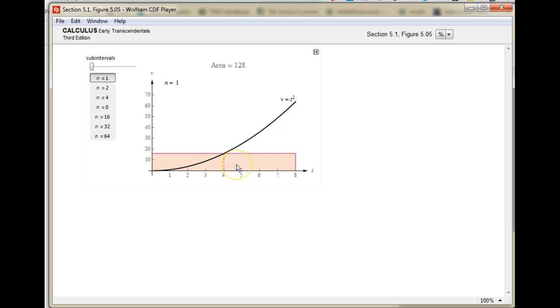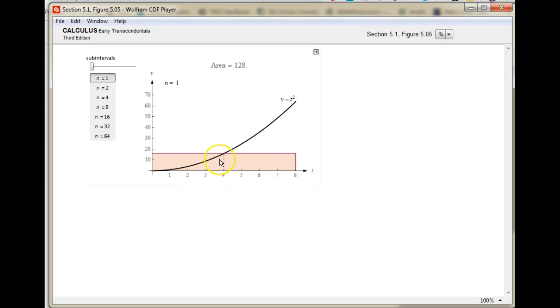Why would we even do this? Well, the idea is that calculating the area of a rectangle is easy. You just do base times height, whereas finding the area under this curve is a complicated process if we don't have a strategy. So what if we took, and instead of using one rectangle, what if we took the width of this rectangle and we cut it in half?